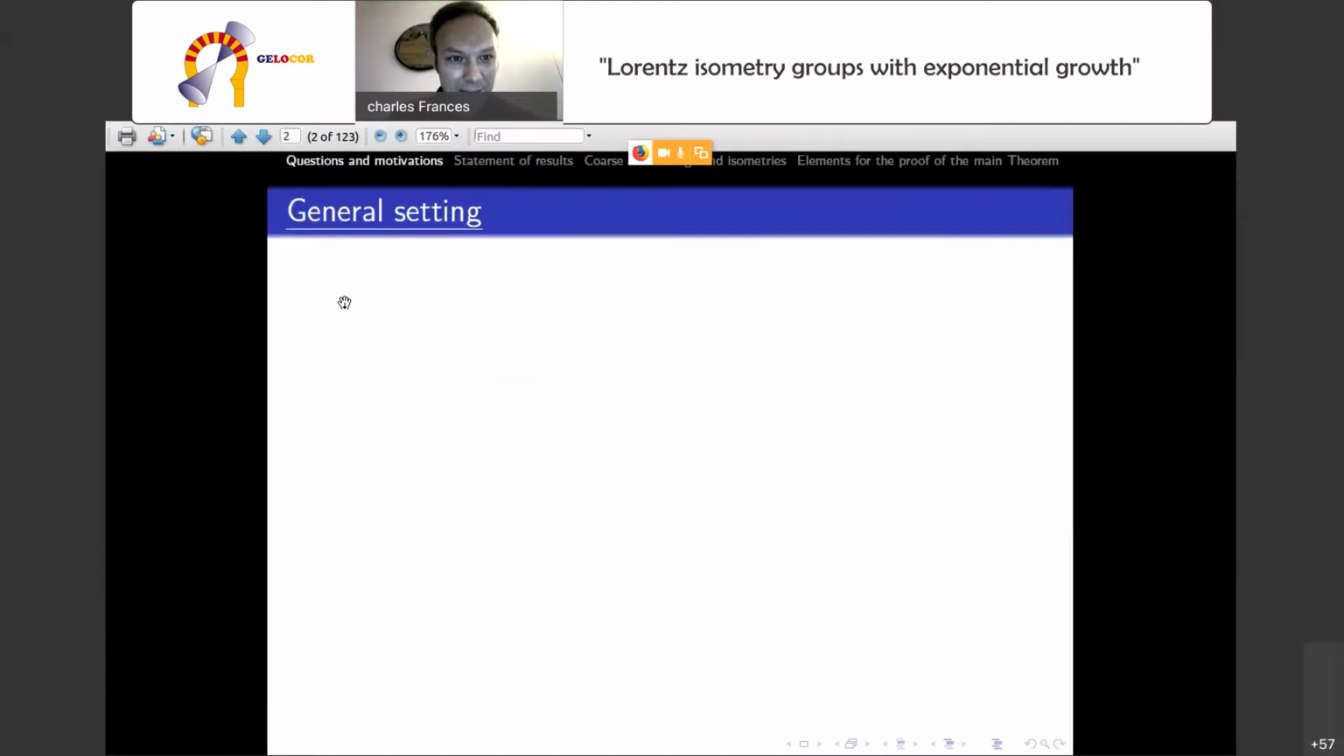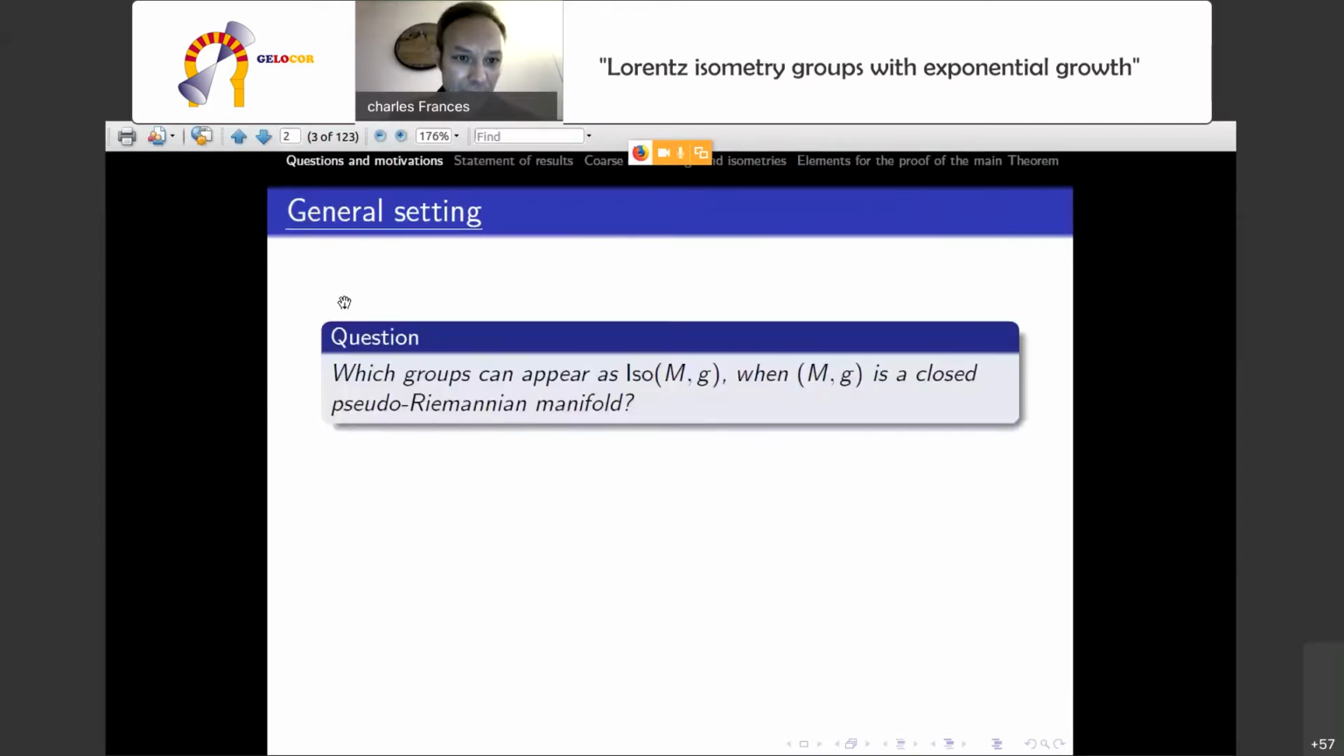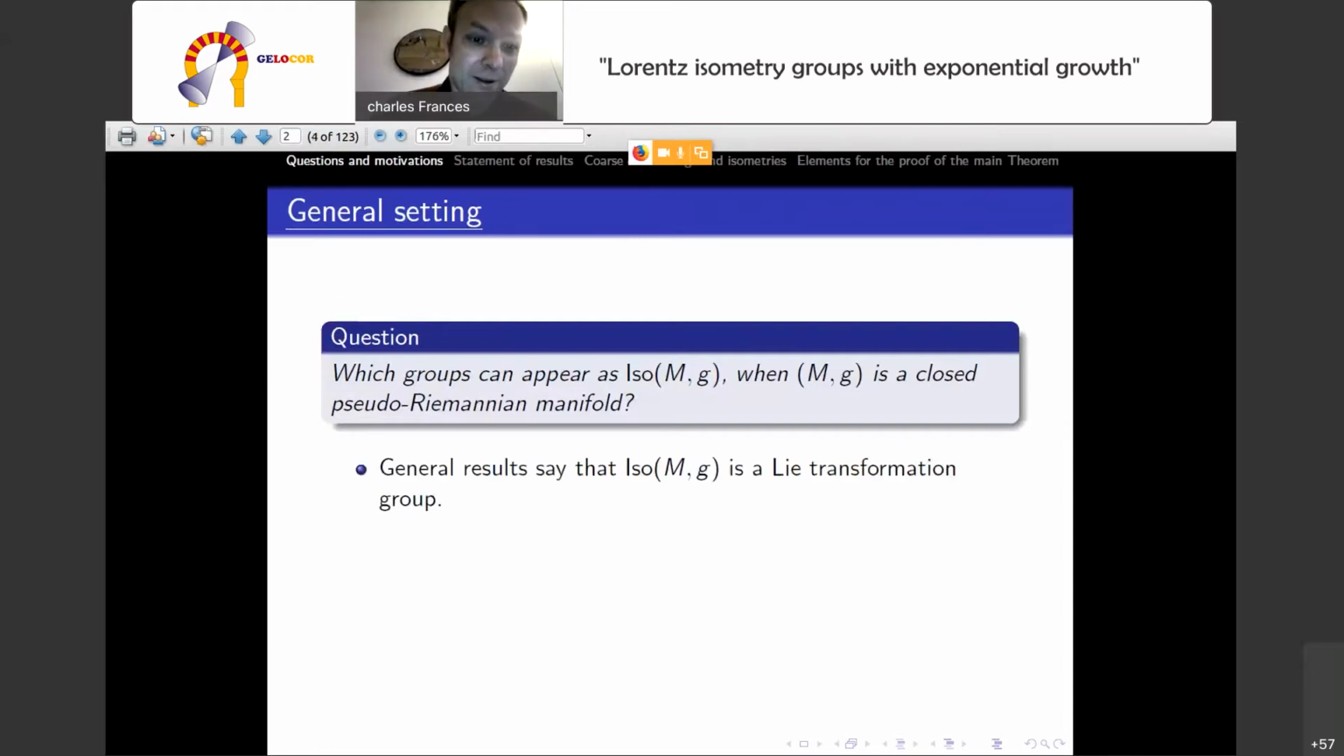So I will just put the general setting. The general question is which groups can appear as the isometry group of a closed Riemannian manifold. And we have general results that we can trace back to Myers-Steenrod and then Kobayashi, Sternberg, etc., saying that this group is a Lie transformation group. So it's a Lie group, maybe not connected.